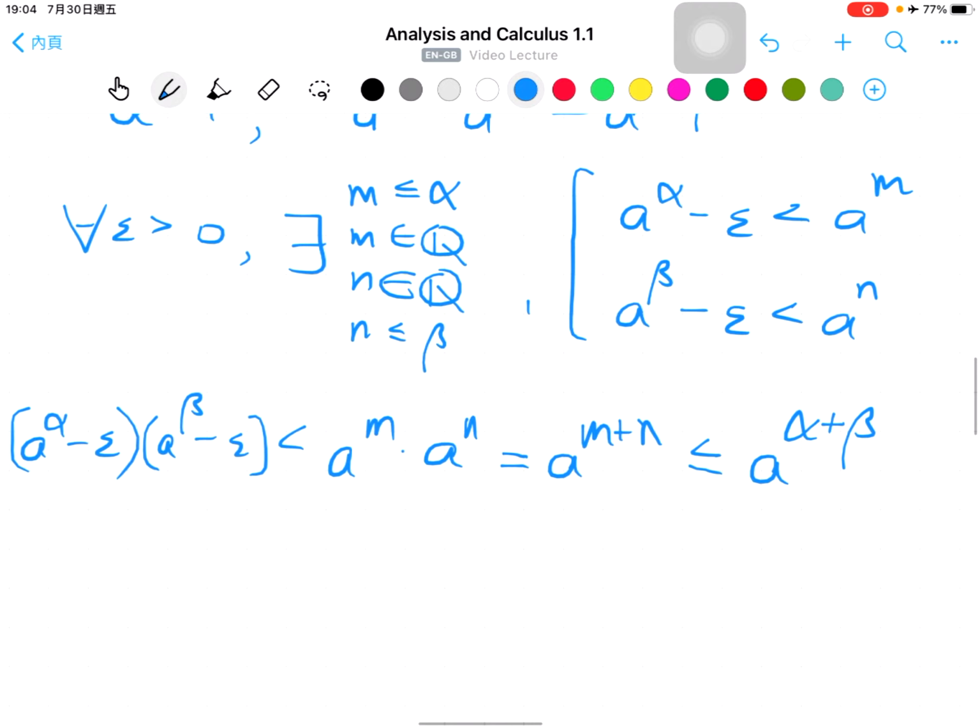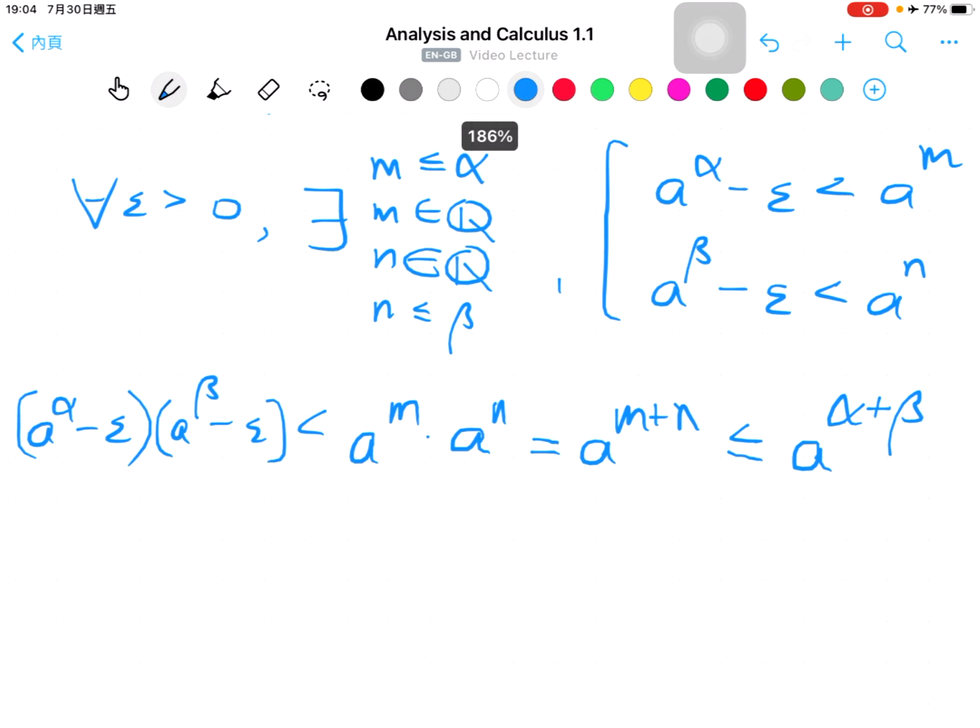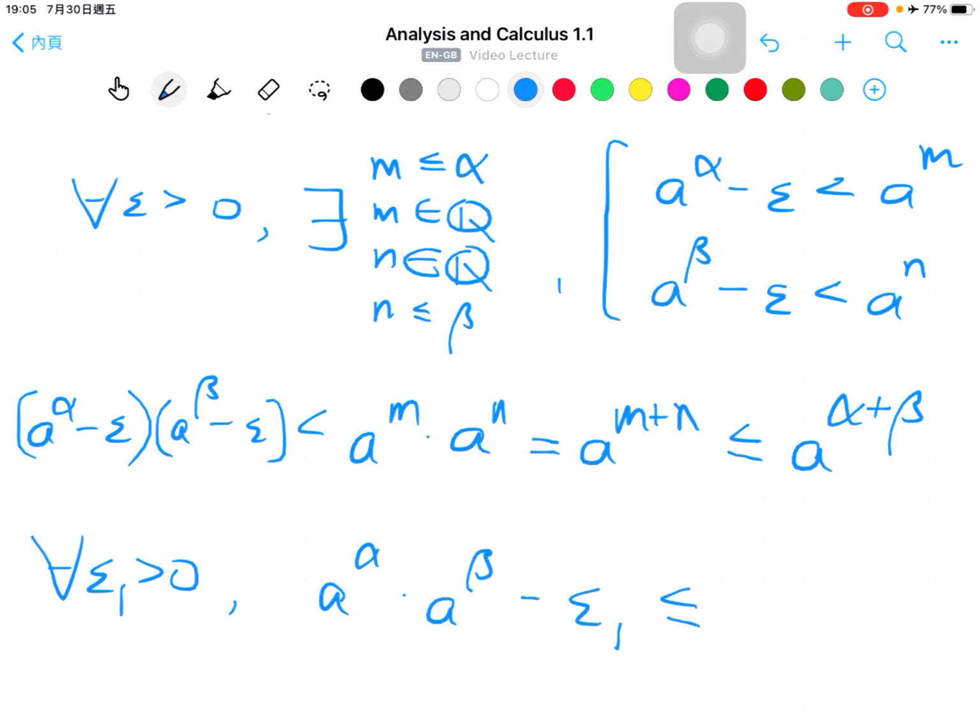Now, from this, I can extract these two parts out, and I can say for all epsilon 1 larger than 0, not epsilon now because we have to separate epsilon and epsilon 1. For all epsilon 1 larger than 0, I can say this is a to the alpha times a to the beta minus epsilon 1. It's going to be smaller than a to the alpha plus beta. Excuse me, not smaller than or equal to, because this is smaller than. That's a strict inequality. Right?